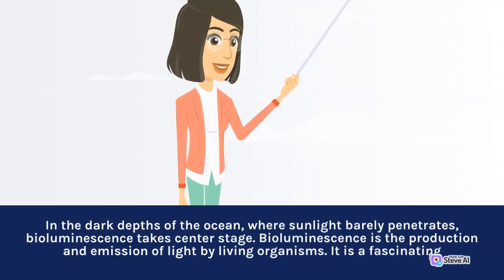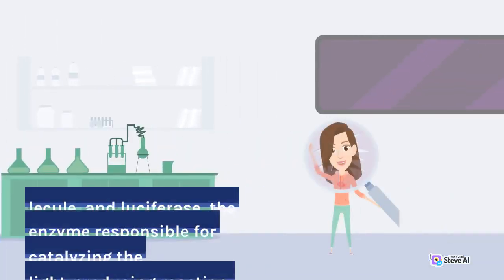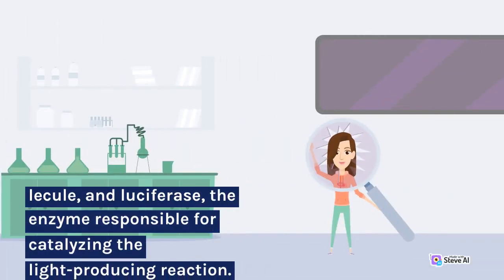In the dark depths of the ocean, where sunlight barely penetrates, bioluminescence takes center stage. Bioluminescence is the production and emission of light by living organisms. It is a fascinating phenomenon that allows marine creatures to communicate, attract mates, and navigate in the dark. The molecular basis of bioluminescence lies in the interaction between luciferin, a light-emitting molecule, and luciferase, the enzyme responsible for catalyzing the light-producing reaction.